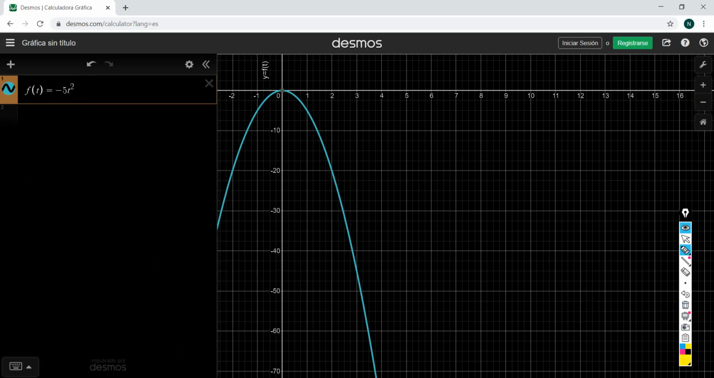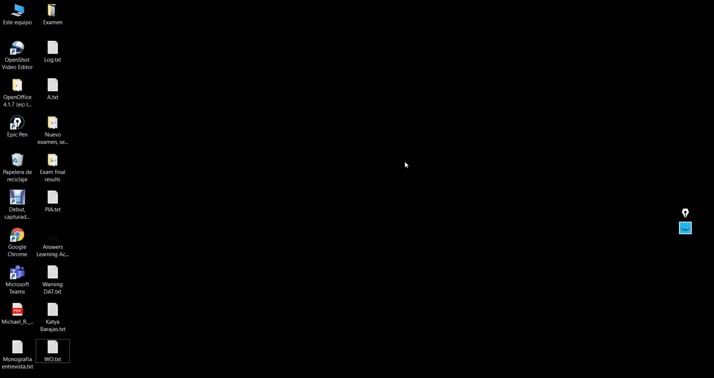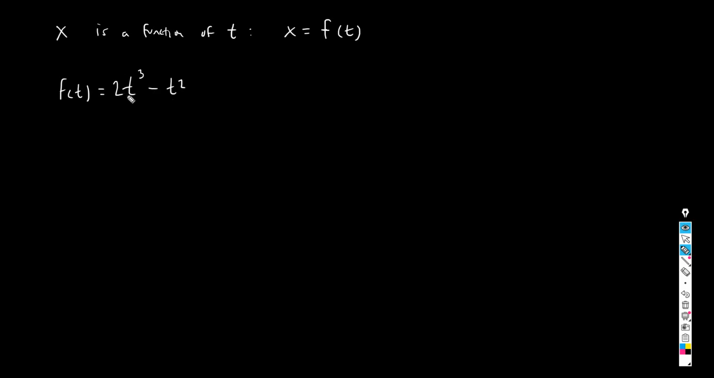Let's see another example very quick, just for completion. Okay, suppose that you are told that a certain object moves in the following way. You are told that the position x of a particle is a function of time, okay? So basically x equals a function of time. And what is this function? Well, let's suppose that f of t equals 2t to the cube minus t squared, okay? It's a weird function, but it's perfectly valid. So this is how the position of this object changes with respect to time. It changes in this way: 2t to the cube minus t squared.